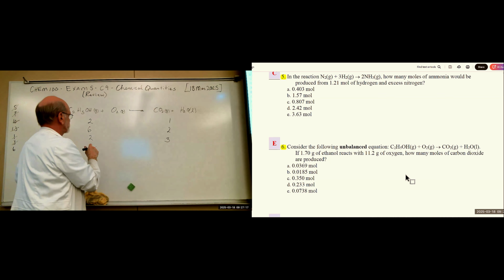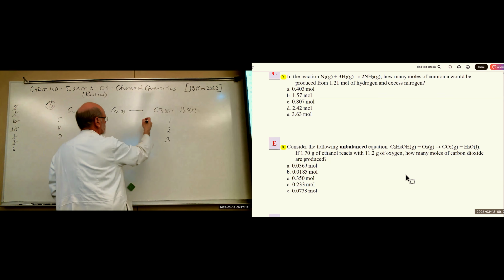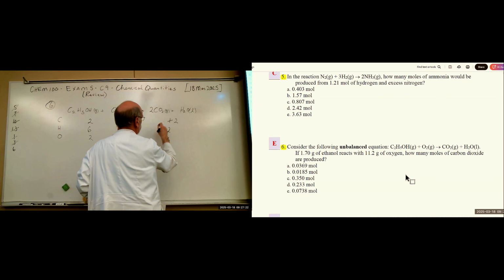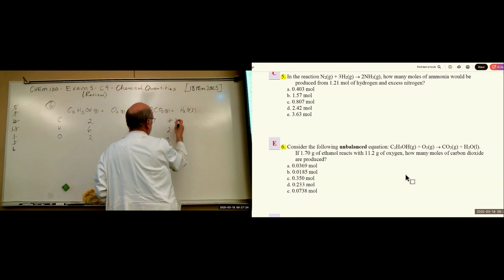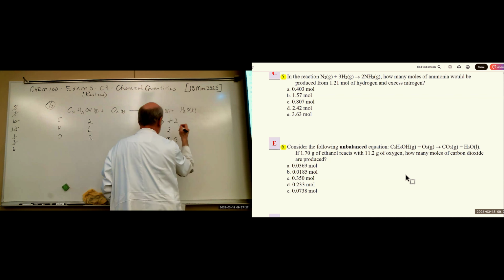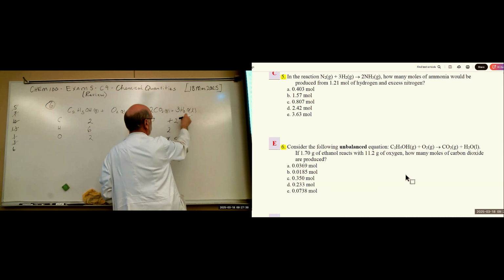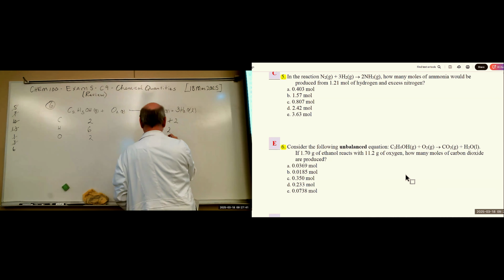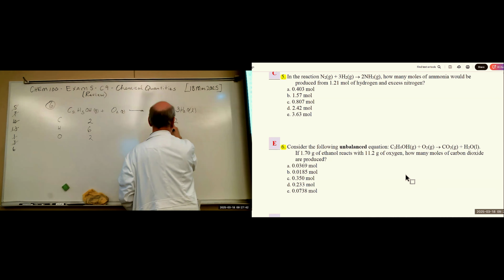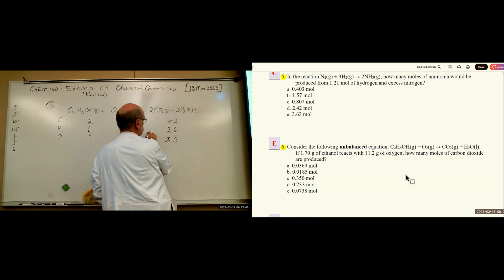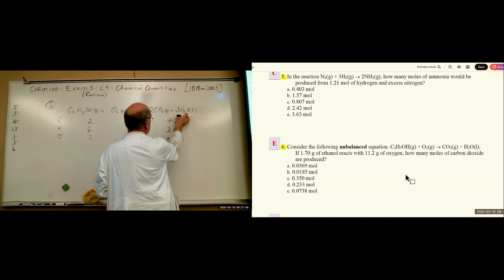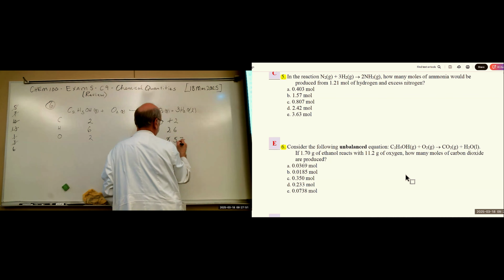But I'm going to start with carbon. So if we put a 2 here, that gives us 2 carbons. That changes 4 plus 1 is 5 oxygen. Now how about hydrogens? Well, we have 6 hydrogens on this side. We need 6 on this side, so I'll put a 3 here. That makes 6 hydrogen. It also changes the oxygens to 4 plus 3 is 7.